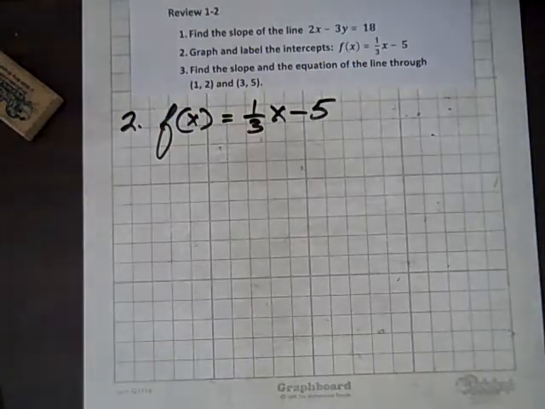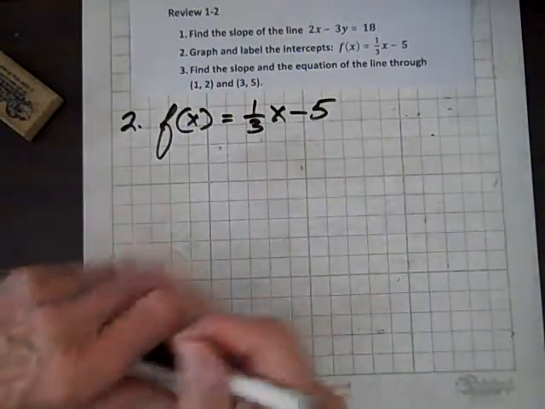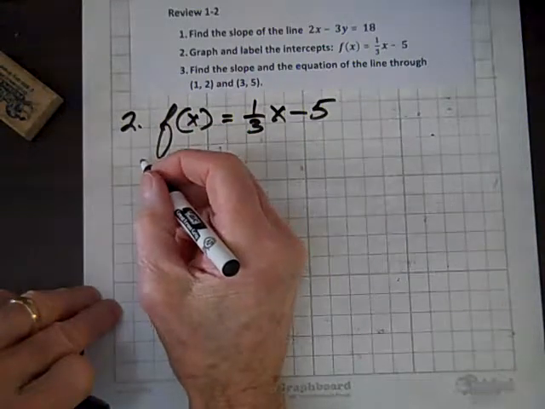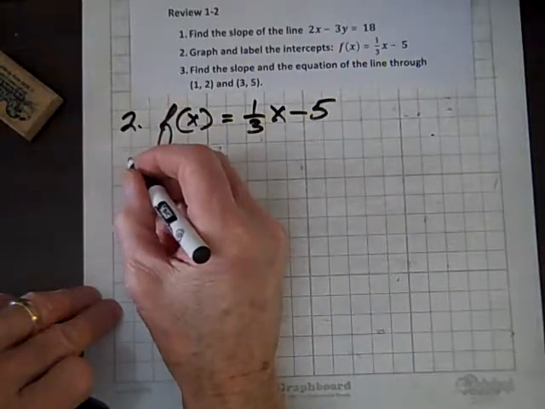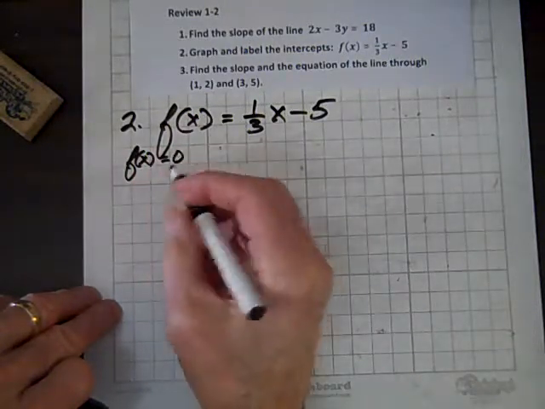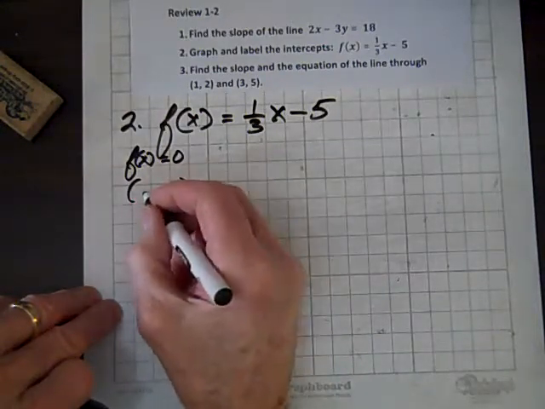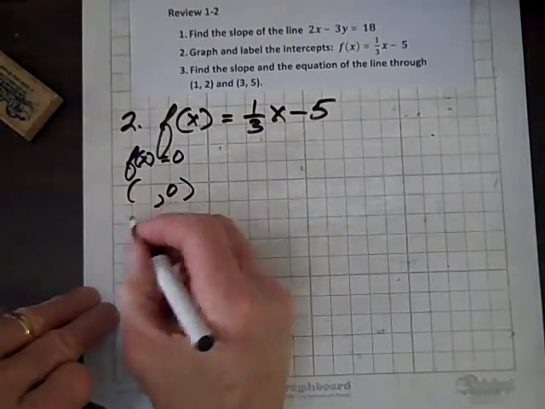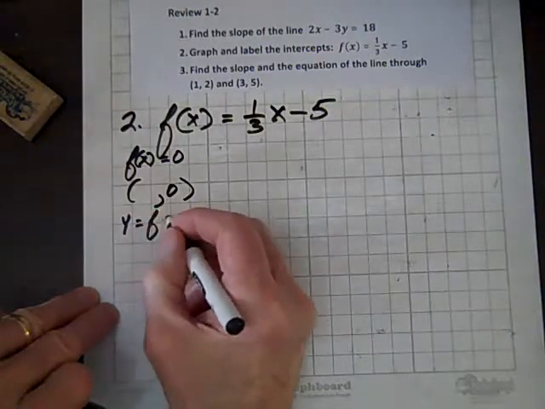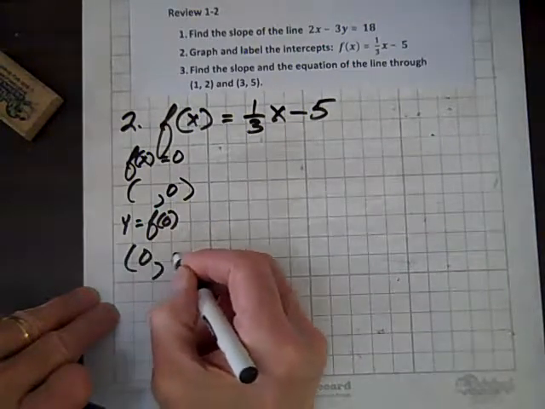Okay, for question 2, we've got to graph and label the intercepts of f of x equals 1/3 x minus 5. Well, let's find the intercepts. And by the way, to find the x-intercept, we set f of x equal to 0. Because f of x is y, we'll let y equal 0 and solve for x. To find the y-intercept, we'll look at y equals f of 0. In other words, we'll let x be 0 and find y.